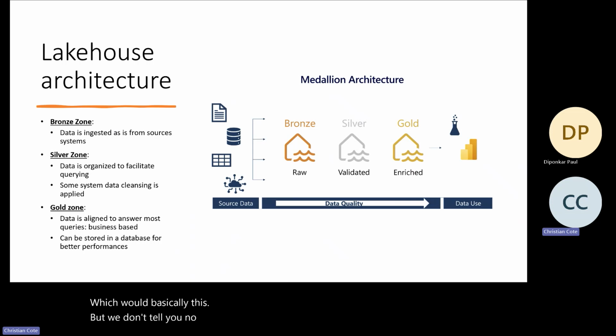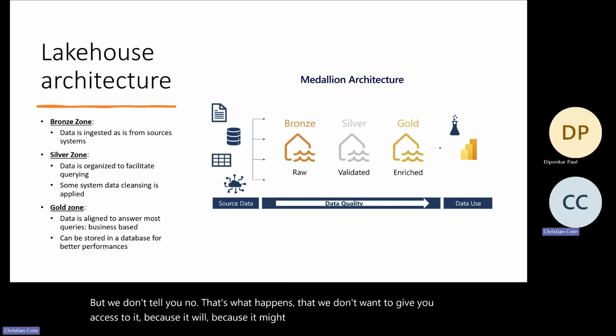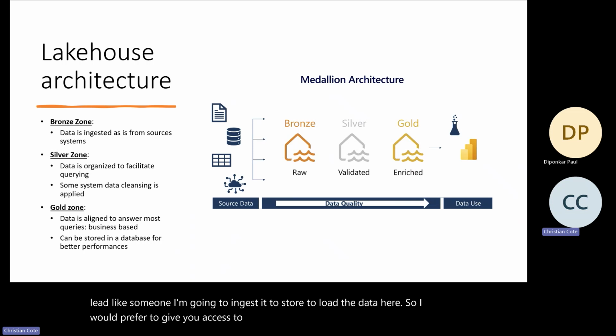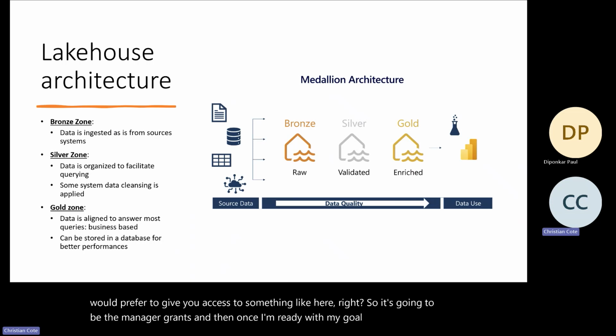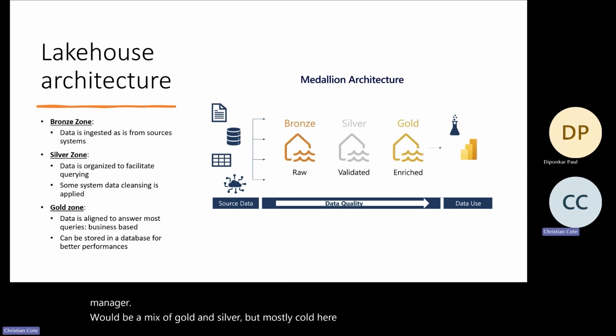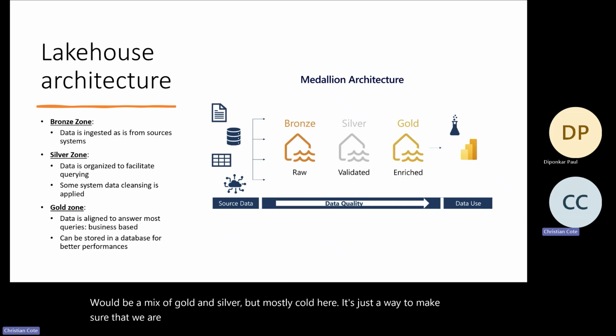What will happen is that we don't want to give you access to it because it might lead to contention, right? It might lead to someone ingesting and loading the data here. So I would prefer to give you access to something like here, right? So it's going to be the managed bronze. And then once I'm ready with my gold here, and I know what you are using, I'm going to tell you, you know what? The managed will be a mix of gold and silver, but mostly gold here. It's just a way to make sure that we don't have any data silos.